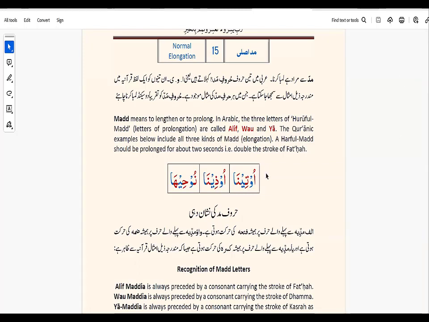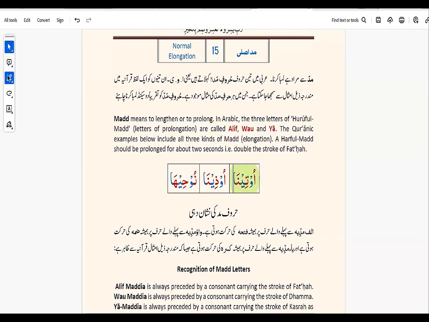So we can see below there are three examples, and alif, waw, and ya, the letters of prolongation, have been written in the color blue. By this, we can easily identify where our mud letter is. So the letters of prolongation are in blue. So for the first one, in the first example, I'll quickly highlight.